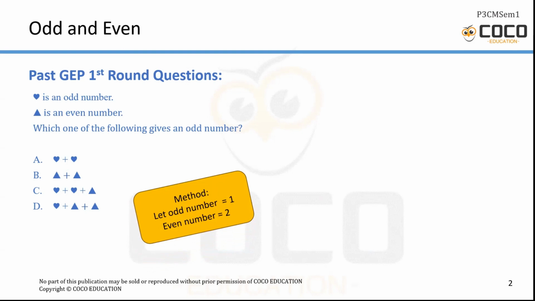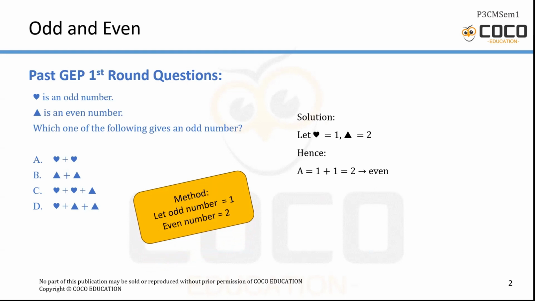So let's see how to use this quick method to solve the question. In our question, the heart shape is the odd number, so let the heart shape be 1 and triangle be 2. Okay, so now let's check option A. Option A is heart plus heart. So it's 1 plus 1. So we have a 2, which is an even number. So we cannot choose option A.